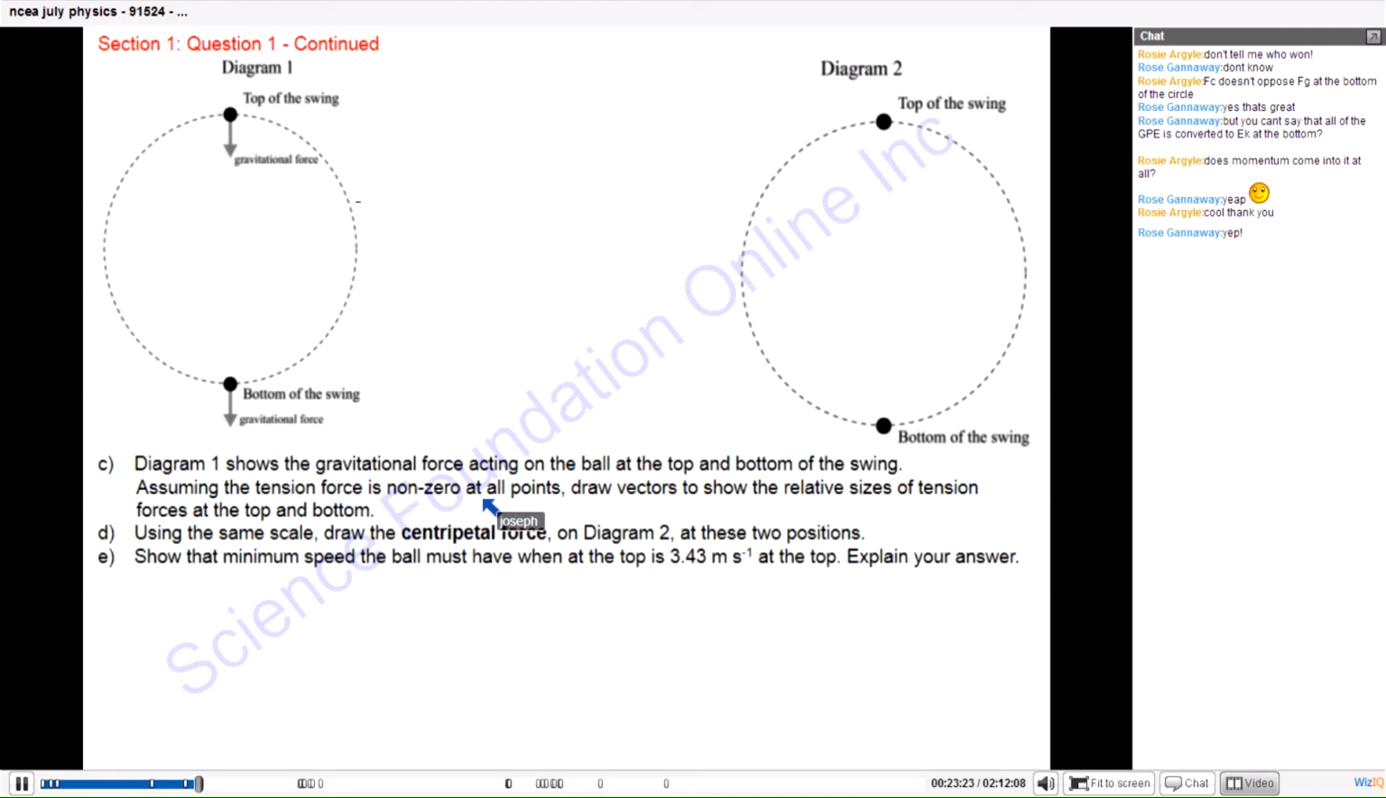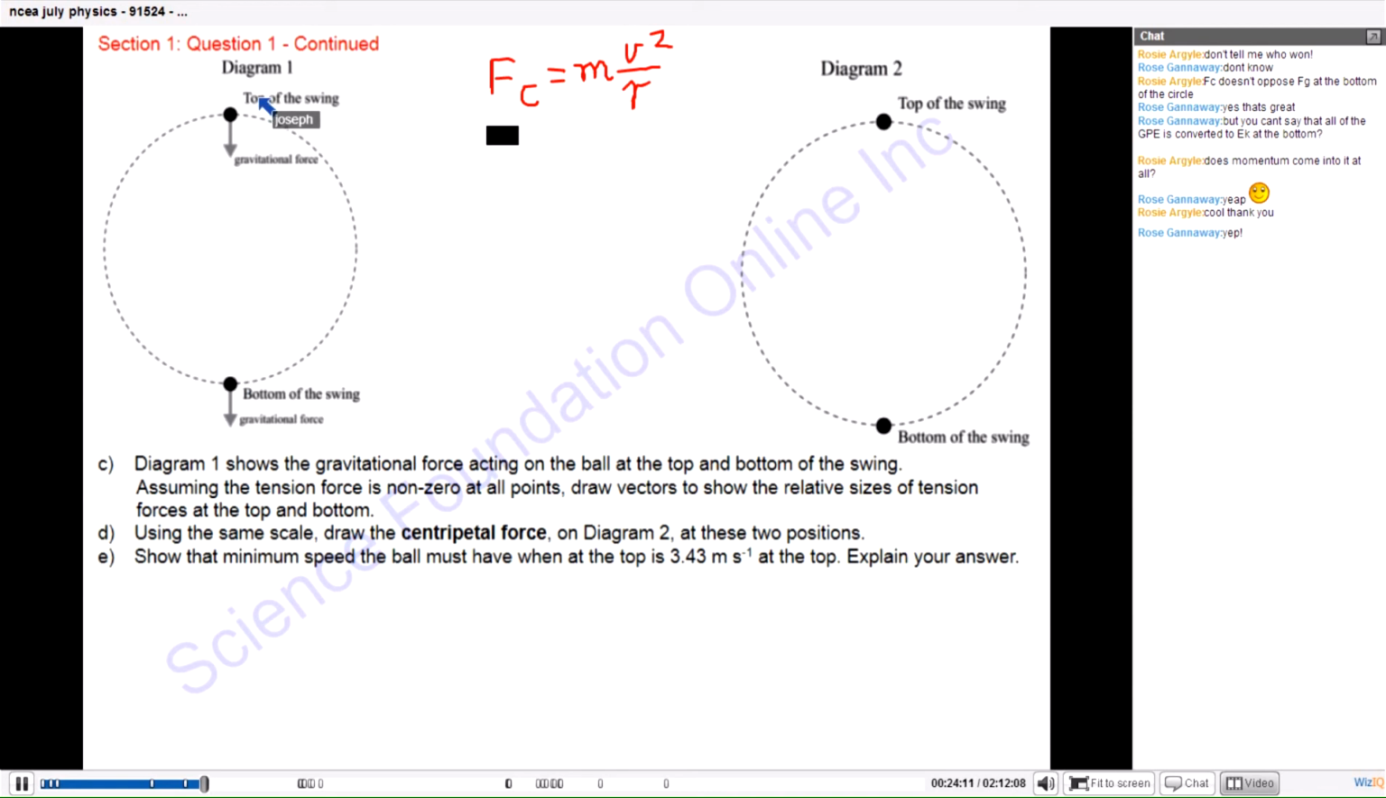Assuming the tension force is non-zero at all points, draw vectors to show the relative sizes of tension forces at the top and at the bottom. Using the same scale, I'm reading the rest as well. Draw the centripetal force on diagram 2 at these two positions. Now, we saw that our centripetal force equation was what? mv squared on r.